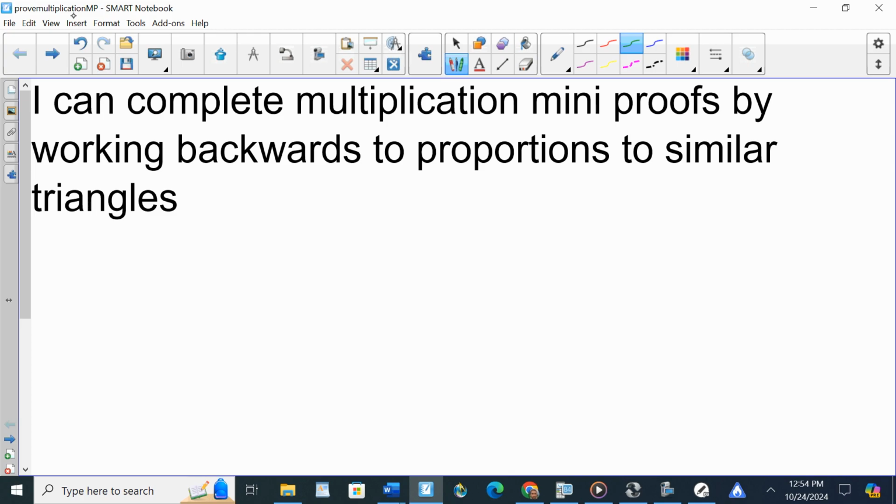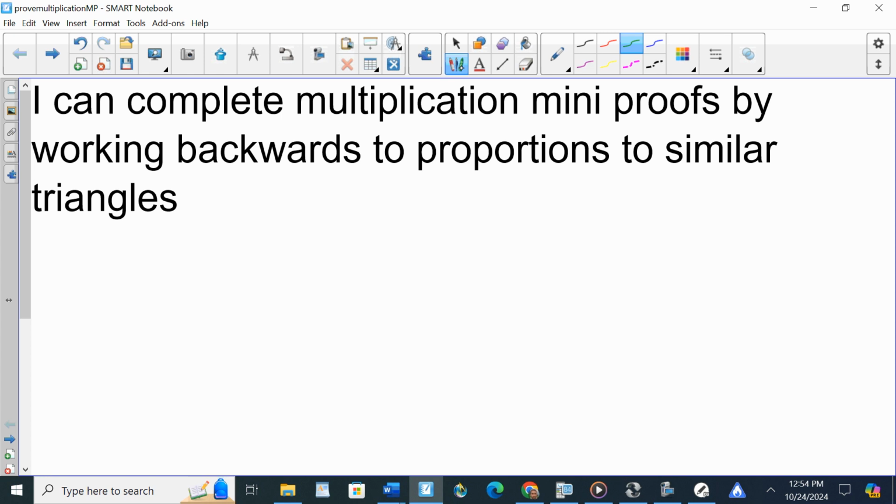I can complete multiplication mini proofs by working backwards to proportions to similar triangles. I'm going to quickly show you why we do the process we're about to do, but I want to focus more on how we actually do it.